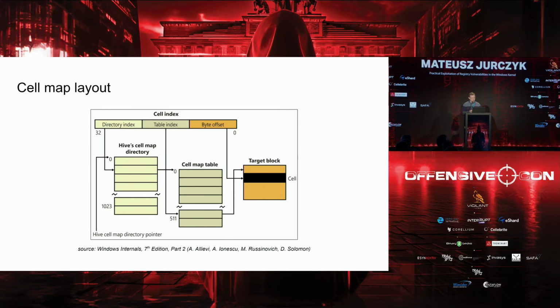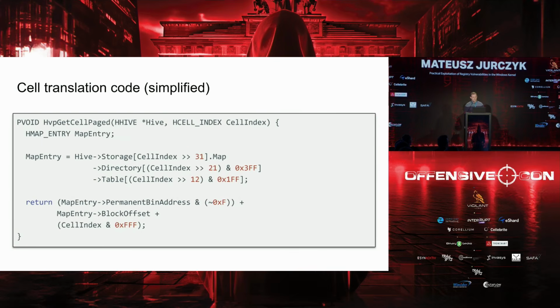But here we have two layers: the directory and the table. Once you translate these two layers, you have a byte offset of 12 bits that you add to the final address, and you get the address that the cell index translates to. So this is a simplified pseudocode of the HvpGetCellPaged internal kernel function, which is the function used for performing this kind of translation. And it basically looks like how you would imagine it to look.